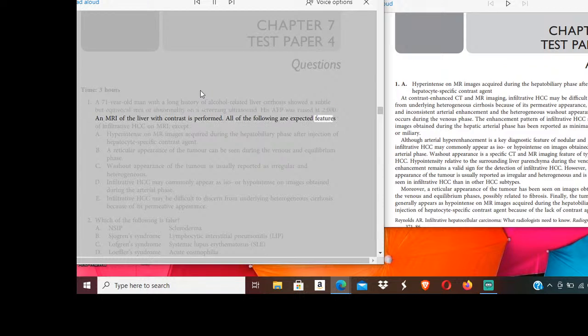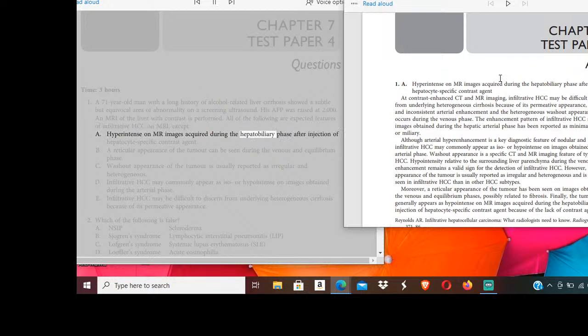All of the following are expected features of infiltrative HCC on MRI, except: A. Hyperintense on MR images acquired during the hepatobiliary phase, after injection of hepatocyte-specific contrast agent. B. A reticular appearance of the tumor can be seen during the venous and equilibrium phase. C. Washout appearance of the tumor is usually reported as irregular and heterogeneous. D. Infiltrative HCC may commonly appear as iso- or hypointense on images obtained during the arterial phase. E. Infiltrative HCC may be difficult to discern from underlying heterogeneous cirrhosis because of its permeative appearance.